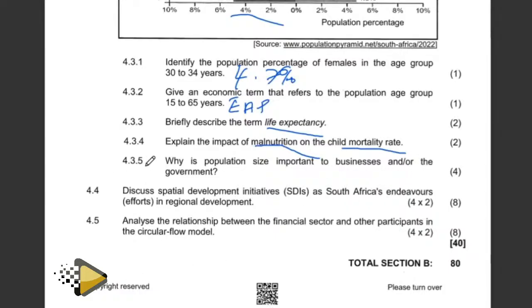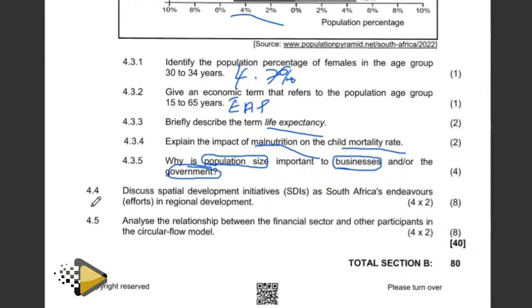So now let's hear 4.3.5. Why is the population size important to businesses or the government? The government and businesses have to know the number of individuals that can be available to come to buy or to come to support them. The government has to know the population size so that whenever they draft the rules, regulations or policies, they know the number of inhabitants that they have.